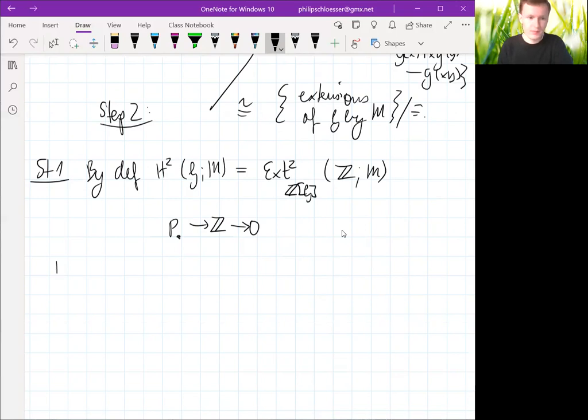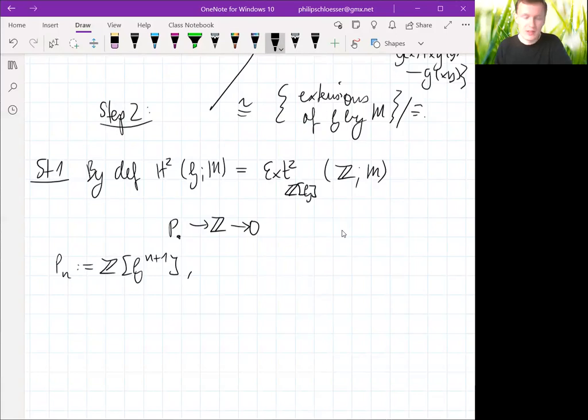In this case, we choose the resolution where P_n is Z[G^(n+1)]. So this is just formal linear combinations with coefficients in Z of n+1 tuples of elements of G. Now you might ask, how is this a G-module, or how does G act on this one? And if f is in P_n, G and G, sorry.